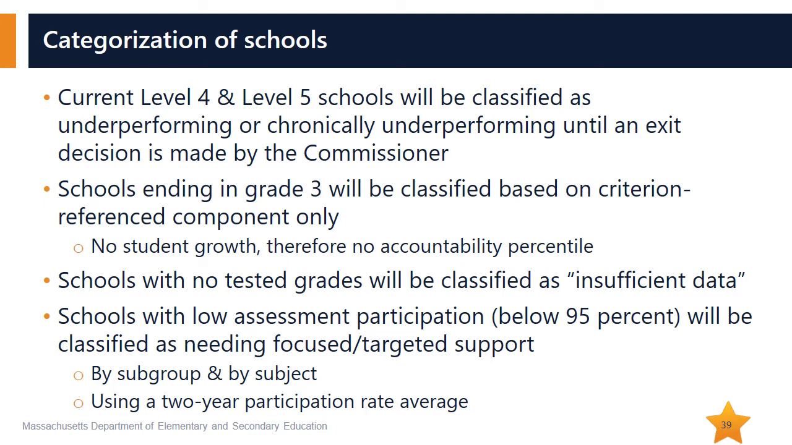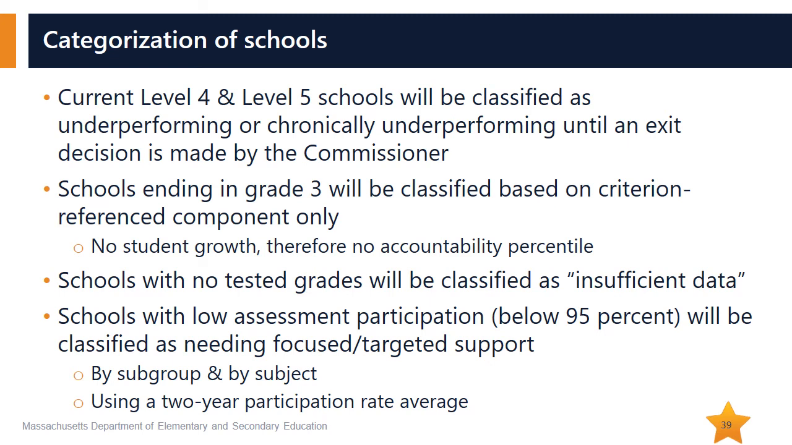Second, schools that end in grade 3 will be classified based on the criterion-referenced component only. In order to calculate an accountability percentile, a school must have student growth results. Since students do not receive a growth percentile until grade 4, the performance of these schools will be based solely on their performance against targets. Third, any school that does not serve tested grades, for example, schools ending in grades kindergarten, 1 or 2, will be classified as having insufficient data.